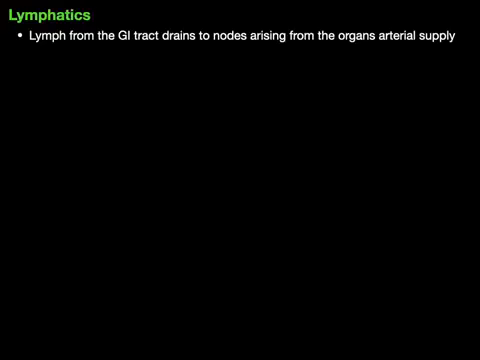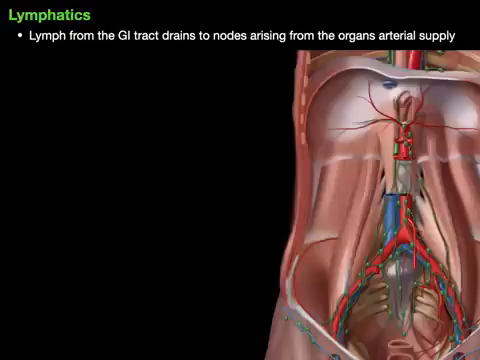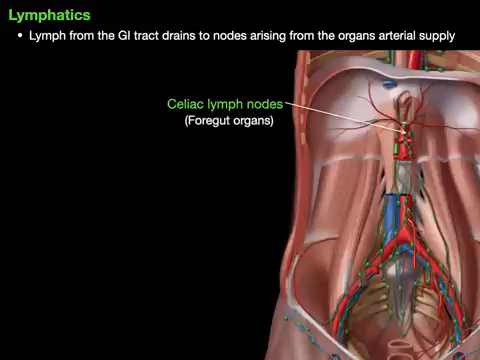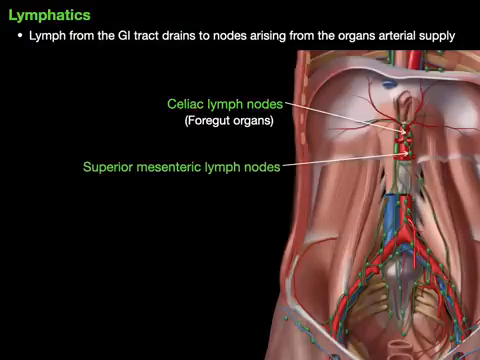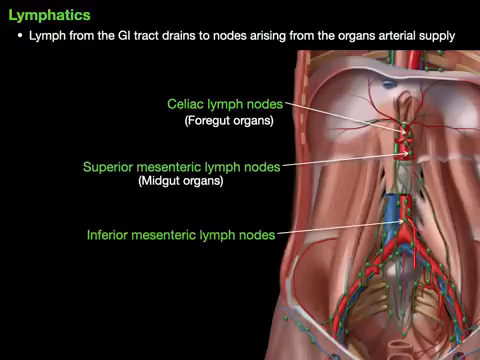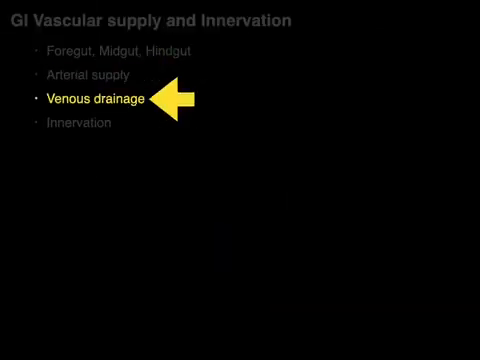And finally, lymphatics. Now, lymph from the GI tract drains to lymph nodes arising from the organ's arterial supply. So there we have celiac lymph nodes. So where is that lymph coming from? All the foregut organs. There's the superior mesenteric nodes. Where's the lymph coming from? All the midgut organs. There are inferior mesenteric nodes. Where's that lymph coming from? All the hindgut organs.